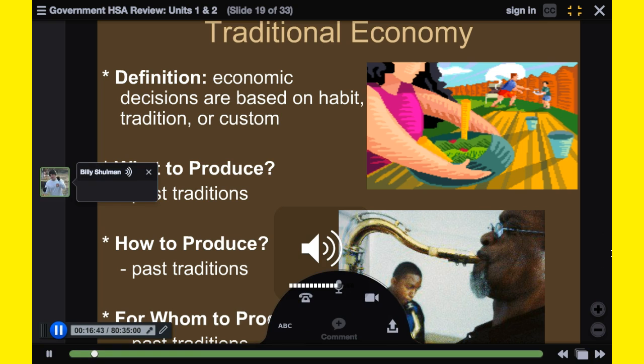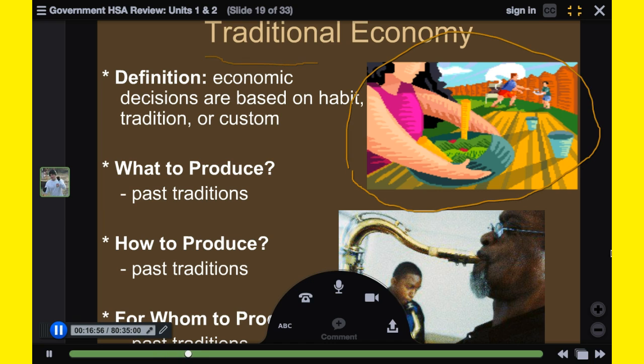The first type of economy you need to be familiar with is the most basic type of economy, what is called a traditional economy. And if you look at this image right here, you'll notice that the people in this image are farming. When you see a question on the HSA asking about farming or agriculture, it's usually about a traditional economy, because traditional economies are not highly industrialized. Traditional economies are based upon habits, traditions, and customs that communities and families have been doing for many, many years. So when we look at these three questions of what to produce, how to produce, and for whom to produce, all of these questions are being answered by the customs and habits that have been going on for many, many generations.